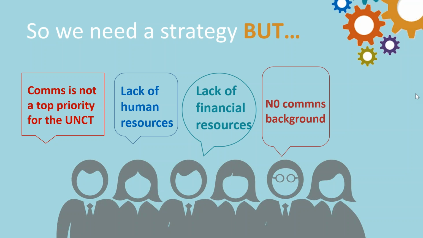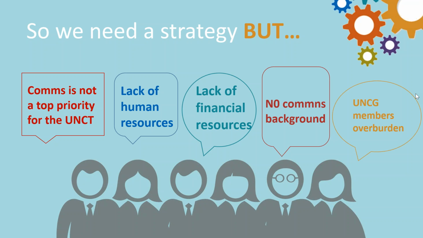Or also, UNCT members are already overburdened with agency-related work. This is really common, at least from my experience. But you will hear other things. We can hear questions like, we already celebrate the UN Day together. What else do we need to do, really? So these are common issues that I'm sure some of you have heard when proposing the development of a joint strategy. So what are the arguments that we can use when we face these challenges?